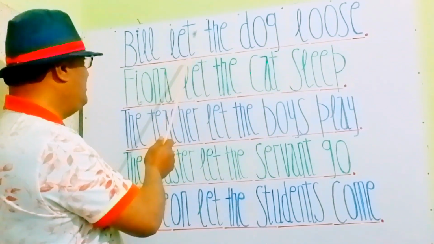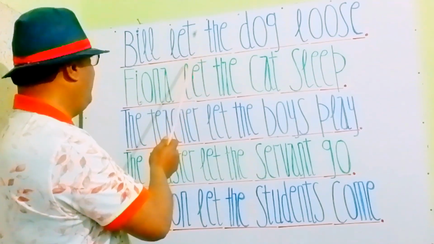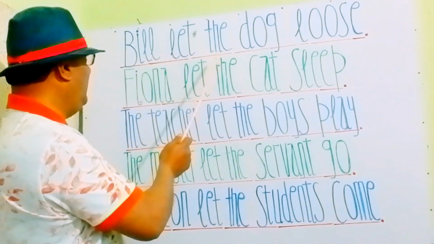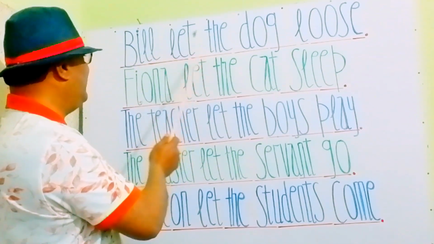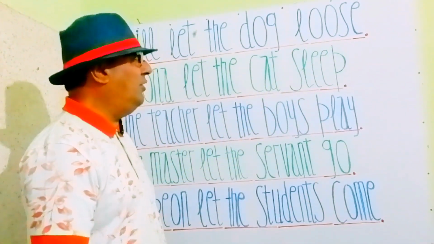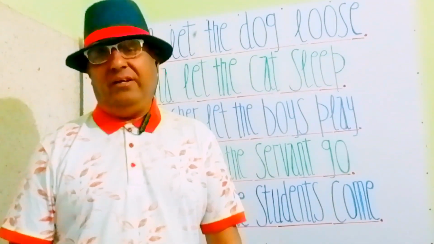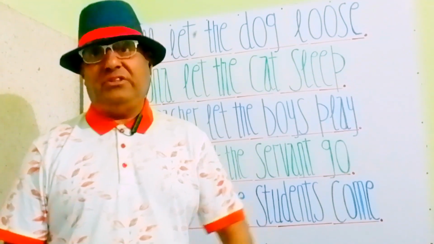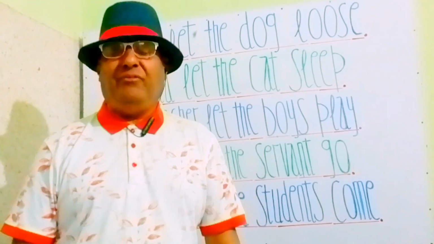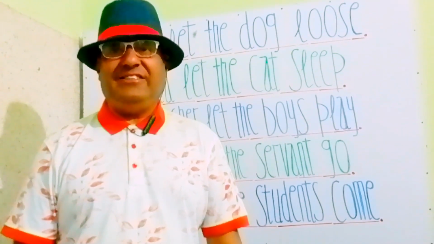So let is used here as a causative verb. So let is also a verb, you know. And now we see here that let is used here as a causative verb. Bill let the dog loose. Bill ne dog ko khula chhod diya. So let is used here as a causative verb, a verb that helps the other verbs to construct a sentence.